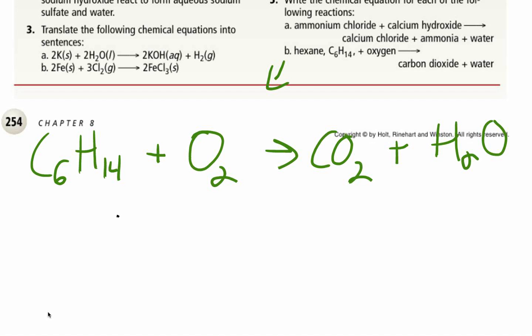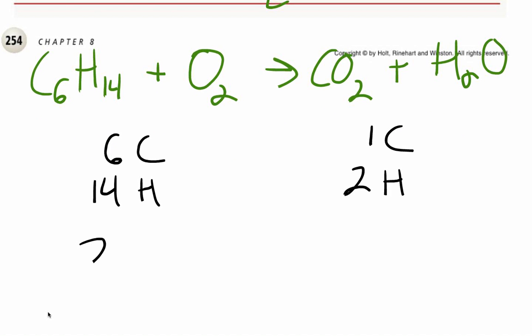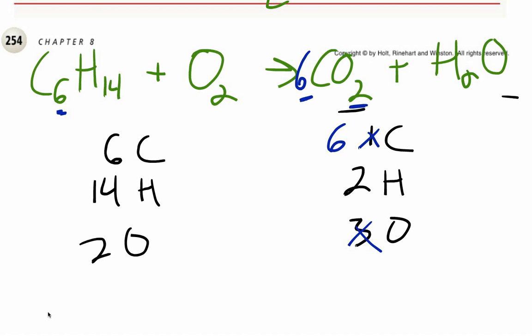So what do we have? Let's take accounting. I have 6 carbons. Over here I have 1 carbon. I have 14 hydrogens. Over here I have 2 hydrogens. Also I have 2 oxygens. Over here I have 3 oxygens. So I don't have the same number of oxygens. I'm going to take care of my carbons first. Leave hydrogens and oxygens for later. So I have 6. I'm going to need 6 of these minimum. That gives me 6 carbons. Changes my total oxygen number. 6 times 2 is 12 plus 1. 13 oxygens right now, which is kind of awkward, but we'll take care of it.